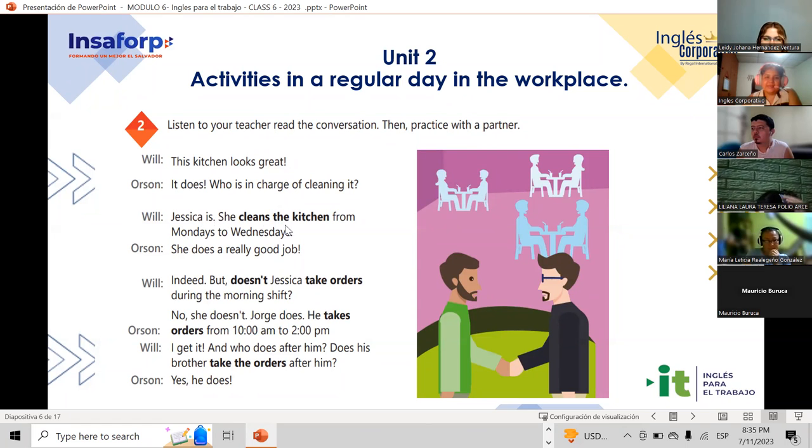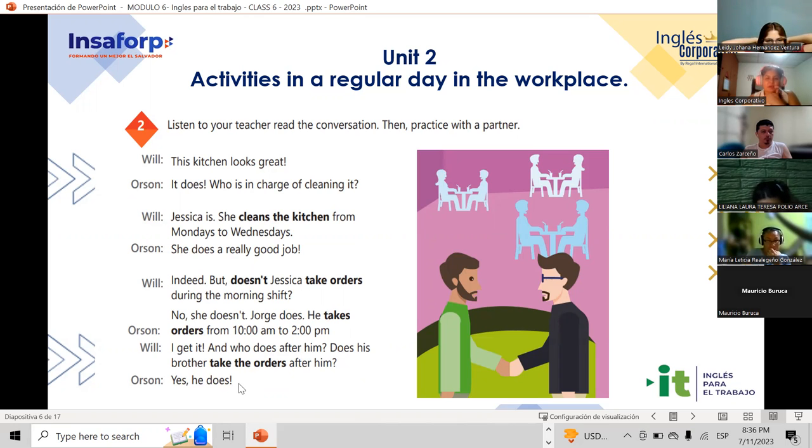Jessica is. She cleans the kitchen from Monday to Wednesday. She does a really good job, indeed. But doesn't Jessica take orders during the morning shift? No, she doesn't. Jorge does. He takes orders from 10 a.m. to 2 p.m. I get it. And who does after him? Who does after him? ¿Quién lo hace después de él? Does his brother take the orders after him?